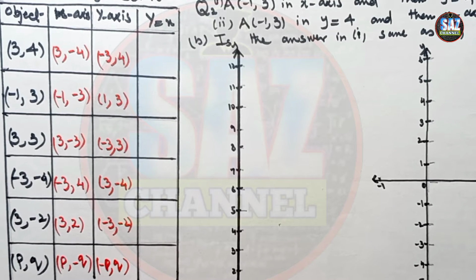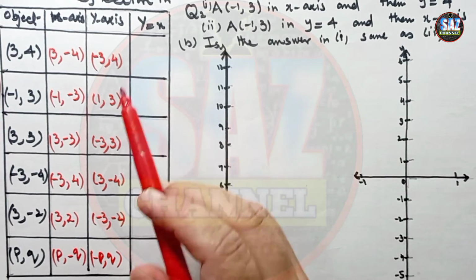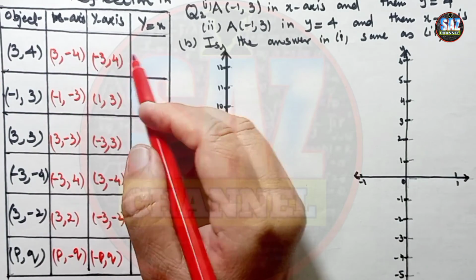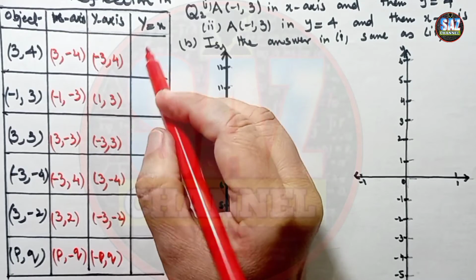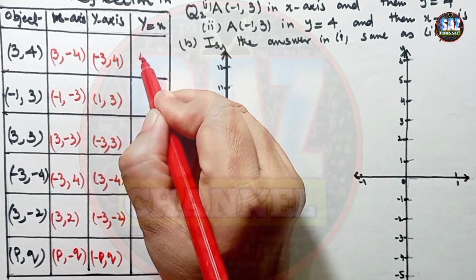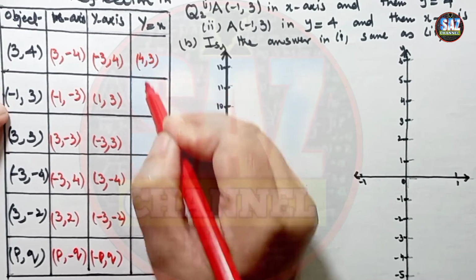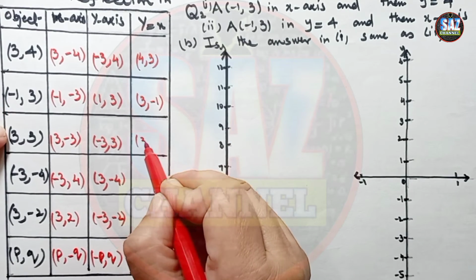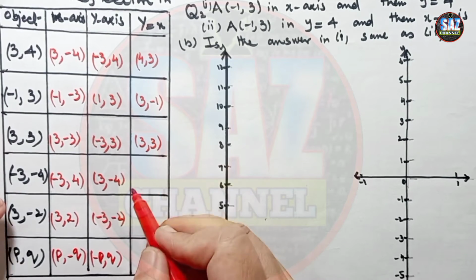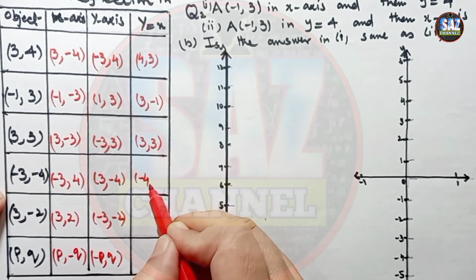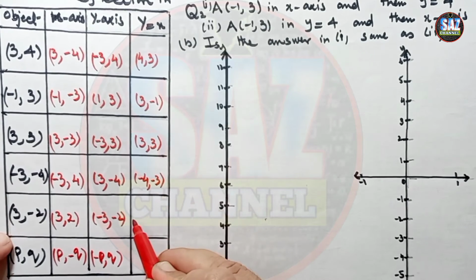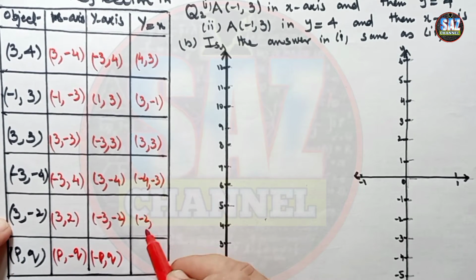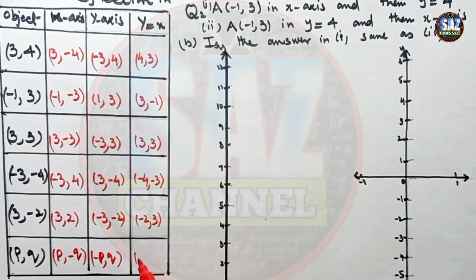Now coming to reflection in y equals x, it means I have to switch over the coordinates, so that the x value will become y and y will become x. So it will become 4 and 3. This will become 3 and minus 1. This will remain 3 and 3. And this will become minus 4, minus 3. And this is minus 2 and positive 3, and this will become q and p. Very easy question. I hope you are clear about this question.